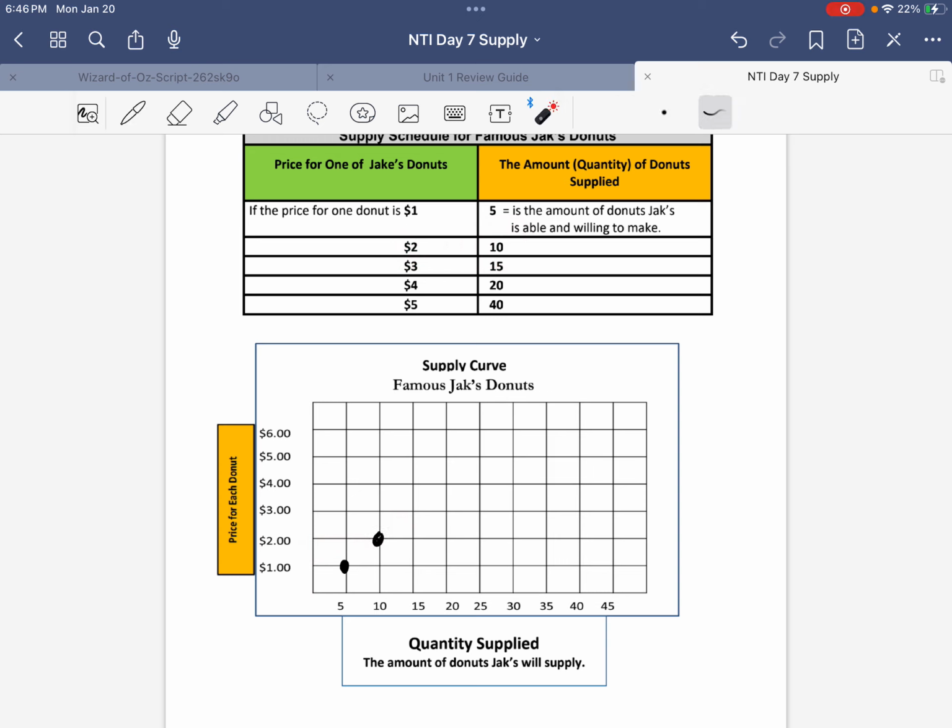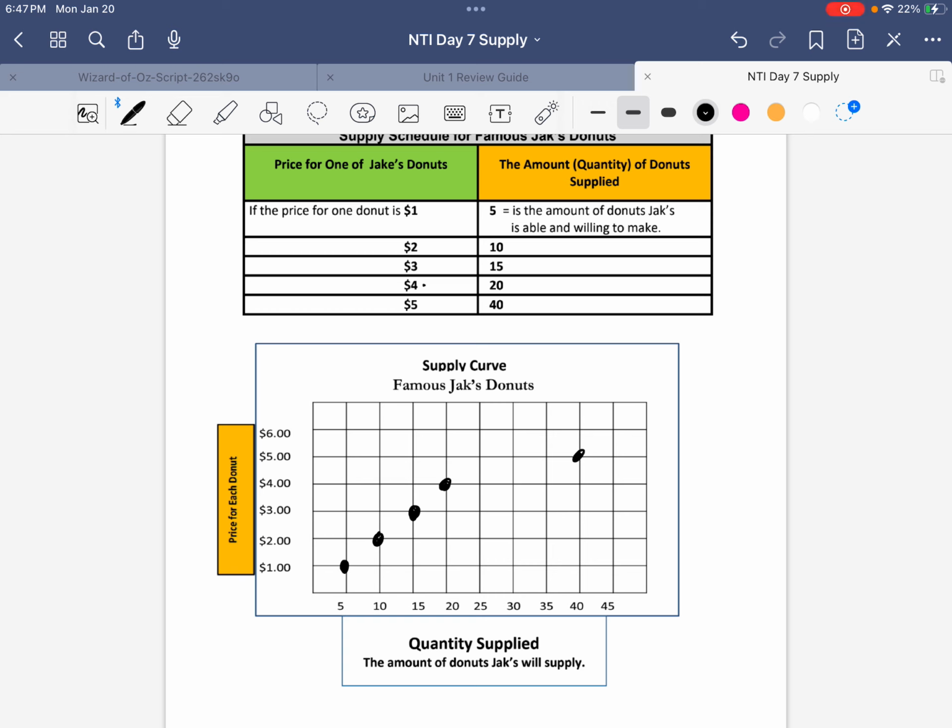I'll do one more like that. If the price is 3, then people will buy 15. I'm sorry, then he will make 15. If the price is 3, I'm going to go up to 3. He's willing to make and sell 15. I'll put a dot on 15. I'm not going to do the little laser pointer anymore. I'm just going to roll with it. So if the price is 4, I go up to 4. He's willing to make 20. If the price is 5, I go up to 5, and he's willing to make 40, which is over here.